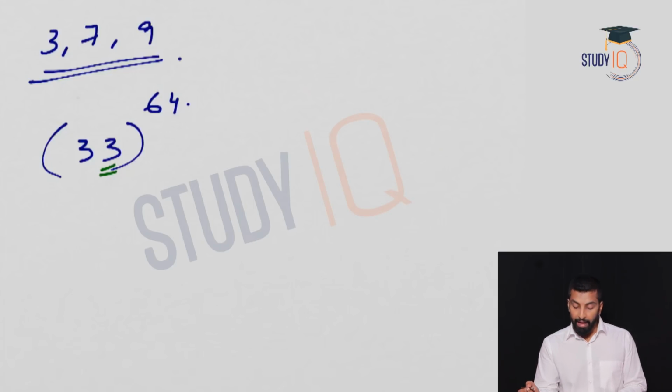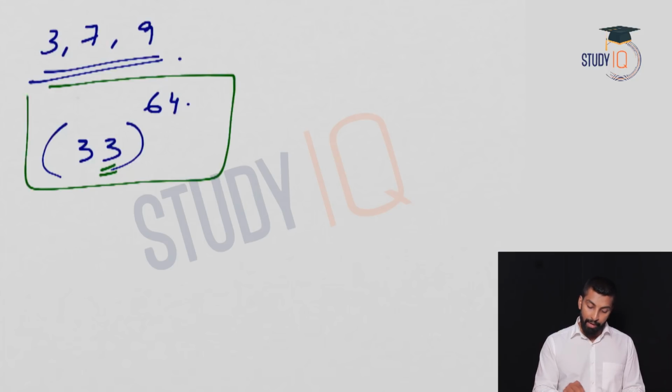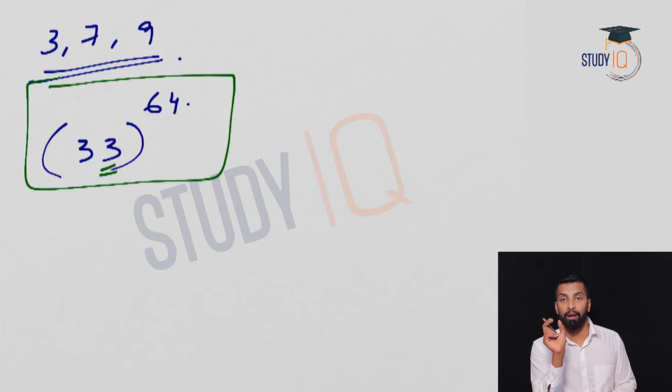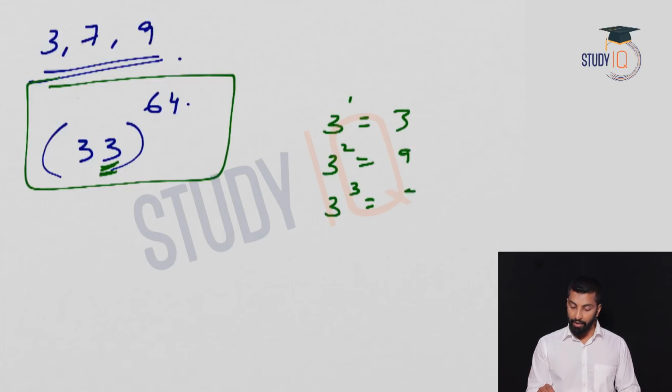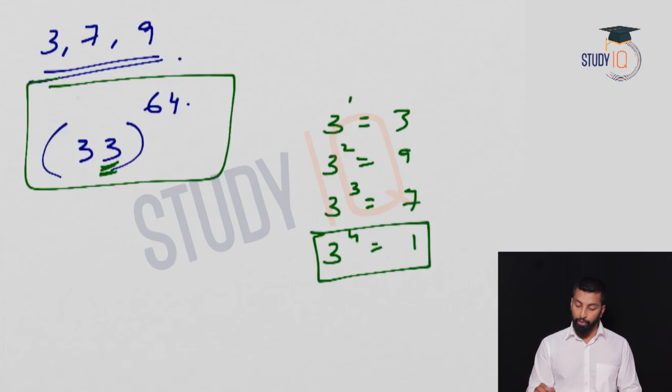What I need to do is rewrite this number in such a way that the number in the bracket will end in 1. Power can be anything. So the number here is 3. What power of 3 will give you 1? We need to rearrange. 3 raised to 1 is 3. 3 square is 9. 3 cube is 9 into 3, 27. 3 raised to 4 is 7 into 3, 21. So 3 raised to 4 will give you 1.